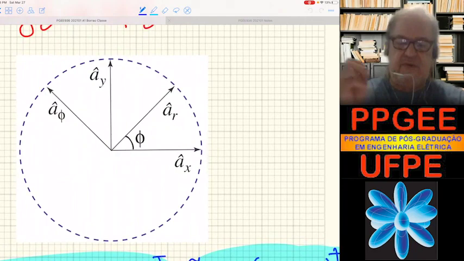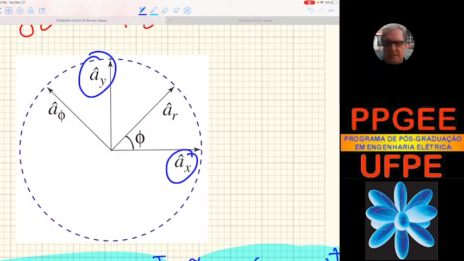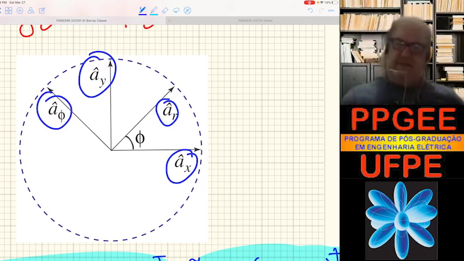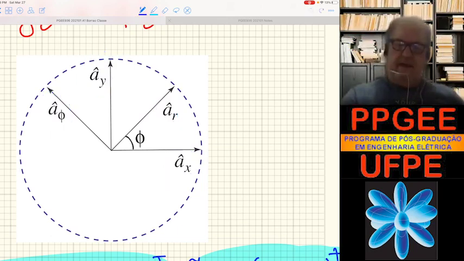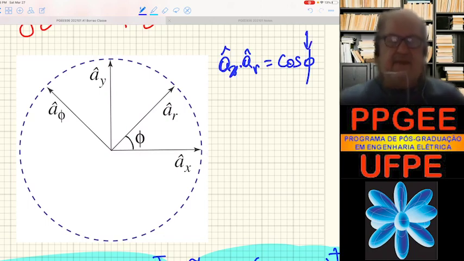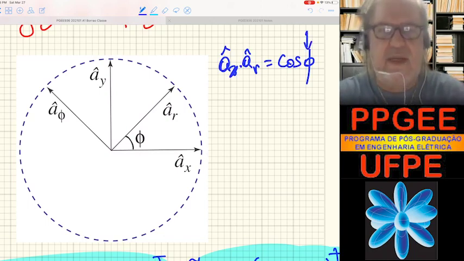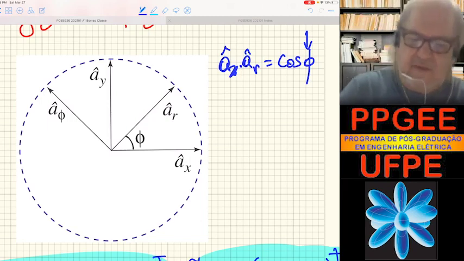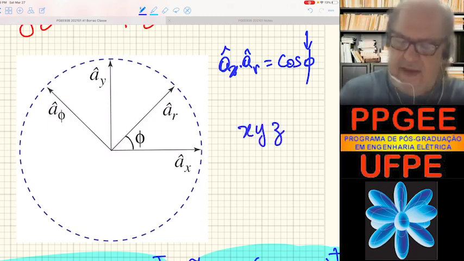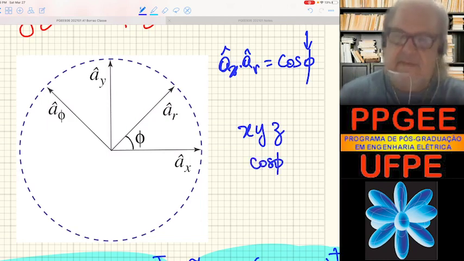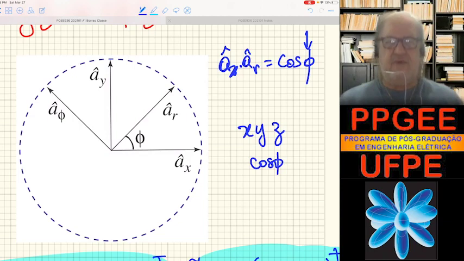Here are the versors aX, aY, in the XY system, and aR, a phi, in the R phi system. So you see that aX dot aR here is the cosine of the angle. What is the value of the angle? Well, I know the location of the point in space. I know X, Y, and Z. So I know cosine of phi. I leave it to you to calculate the relation between cosine phi and the location X, Y, and Z.